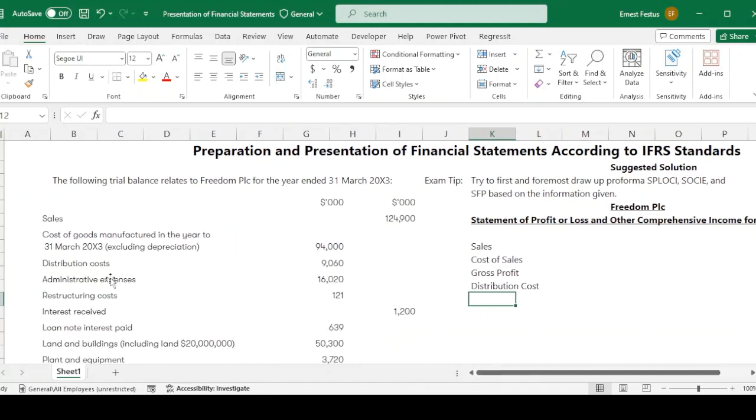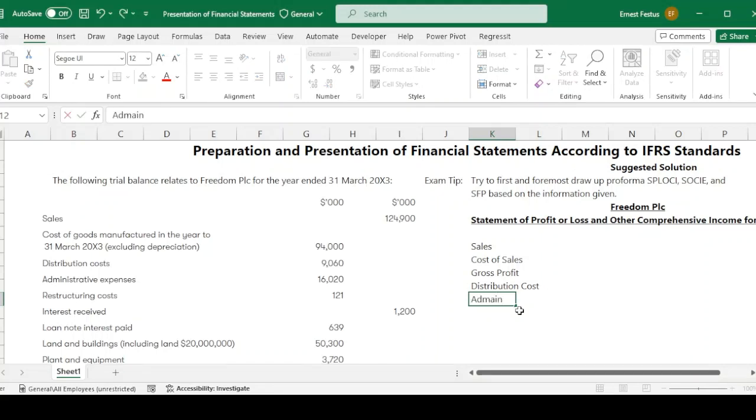So as we can see, this is sales, this is cost of goods sold, forming part of our cost of sales, distribution cost. So it is the information within the trial balance that I'm using to prepare my statement of profit or loss and other comprehensive income. And that's what I'll be using for the statement of financial position as well as the statement of changes in equity. All right, so we continue.